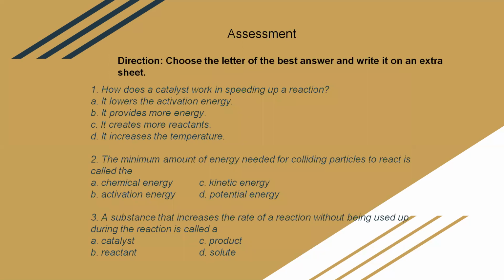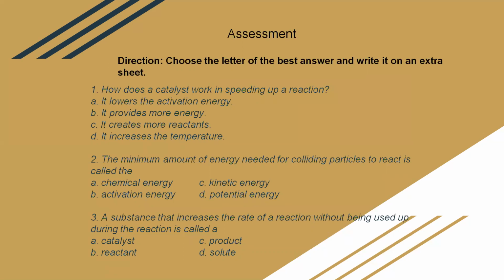Now for our assessment. Directions: choose the letter of the best answer and write it on an extra sheet. 1. How does a catalyst work in speeding up a reaction? A. It lowers the activation energy. B. It provides more energy. C. It creates more reactants. D. It increases the temperature.